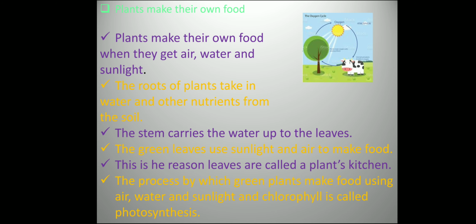The process by which green plants make food using air, water, sunlight and chlorophyll is called photosynthesis. This is the question, what is photosynthesis? The process by which green plants make food using air, water, sunlight and chlorophyll is called photosynthesis.